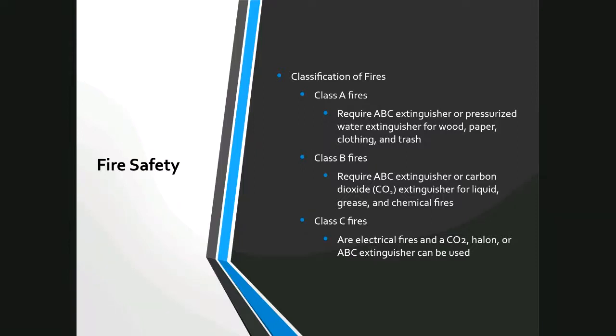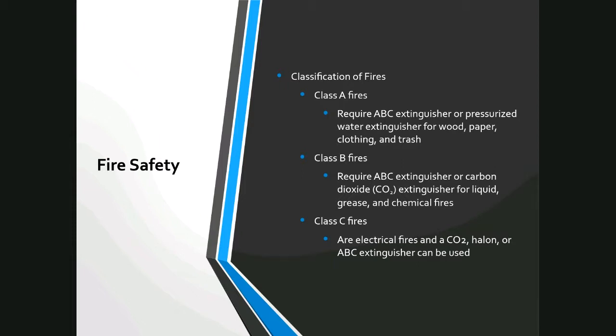There's 3 different classifications of fires. Class A generally requires an ABC extinguisher, a pressurized water extinguisher. Example Class A fires would be wood, paper, cloth, and trash. Class B fires require ABC extinguisher or carbon dioxide CO2 extinguisher for liquids, grease, and chemical fires. And Class C fires are electrical fires, and CO2, halon, or ABC extinguishers can be used.